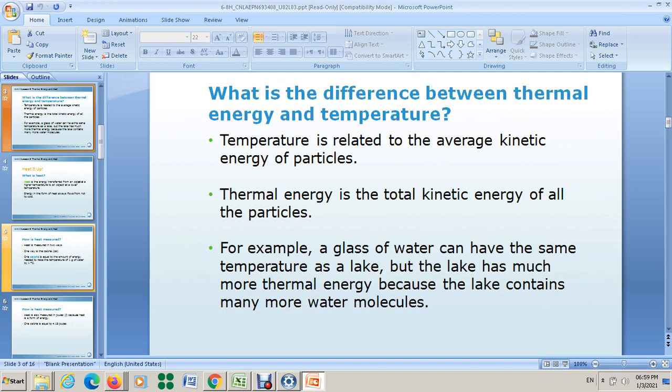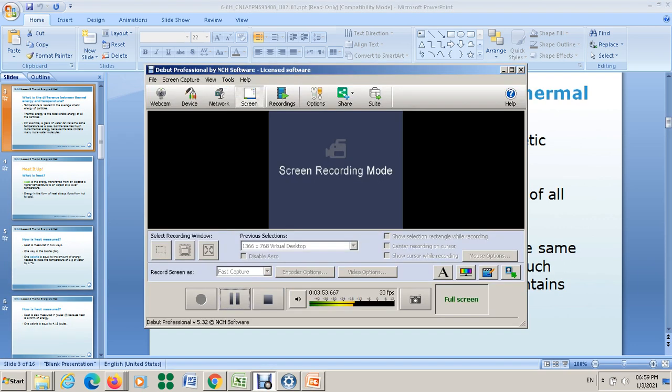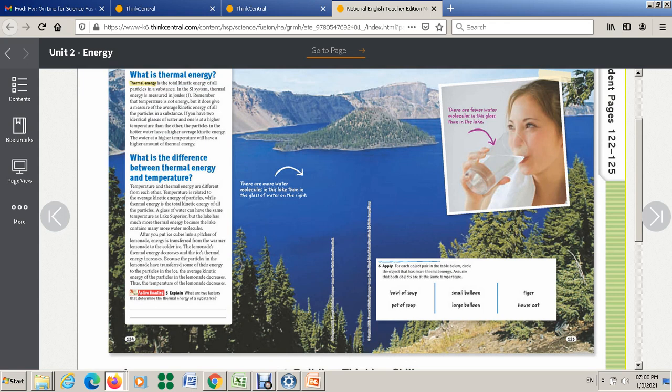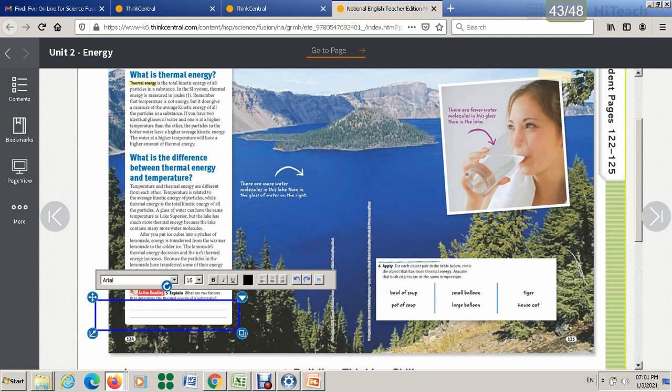Let's continue now. Since we understand the meaning of thermal energy, which is the total kinetic energy, and we talked about more particles in the lake giving more thermal energy, let's answer question 5 here, on page 124. What are two factors that determine the thermal energy of a substance? The first factor, for sure, is the total amount of particles, the number of particles.